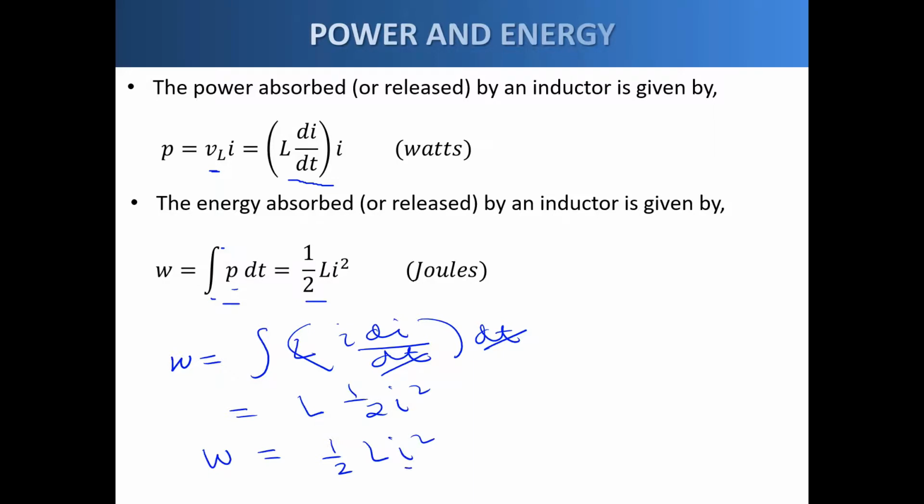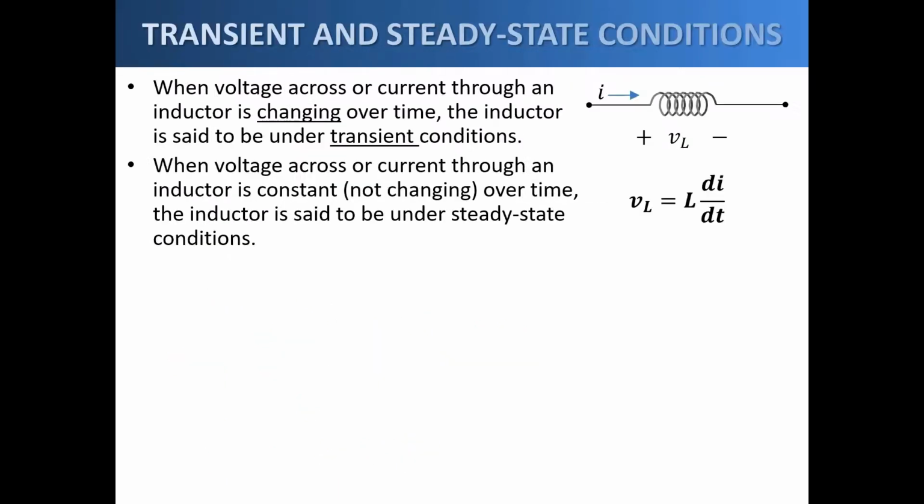So if current changes, the amount of energy that was stored or released by the inductor would also vary. At any given time, the state of an inductor can be classified as either a transient state or a steady state. A transient state means that the voltage and the current of the inductor are changing over time, while a steady state means that its voltage and current are either constant, which means not changing, or zero.